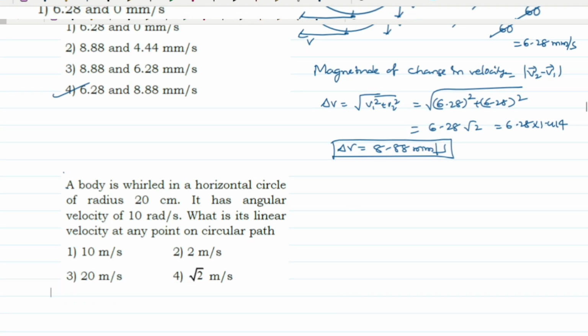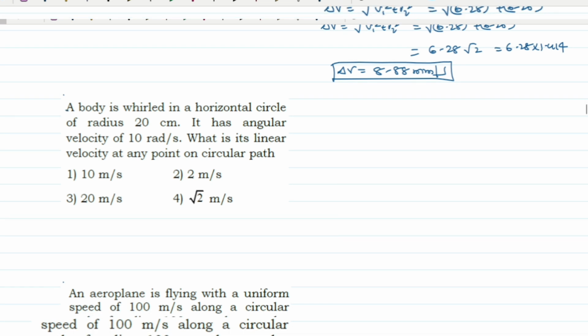Let us see the next question. A body is whirling in a horizontal circle of radius 20 centimeter. It has an angular velocity of 10 radian per second. What is the linear velocity at any point on the circular path? You know the relation between linear velocity and angular velocity is v equal to r omega. The radius is 20 into 10 power minus 2, and omega is 10 radian per second, and the 100 gets cancelled. So the linear velocity is 2 meter per second.